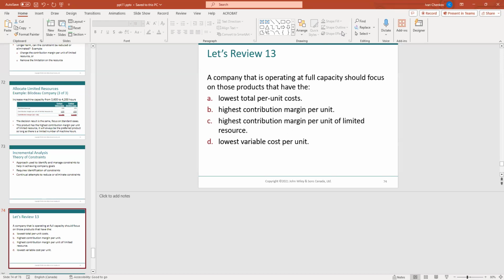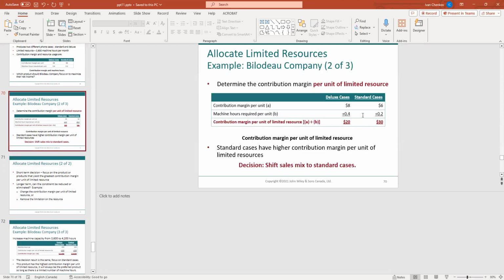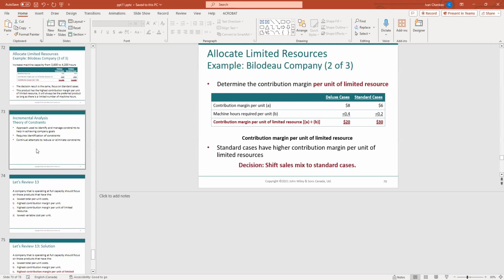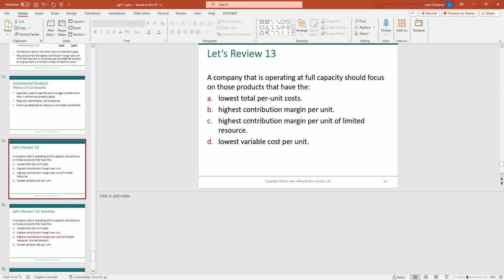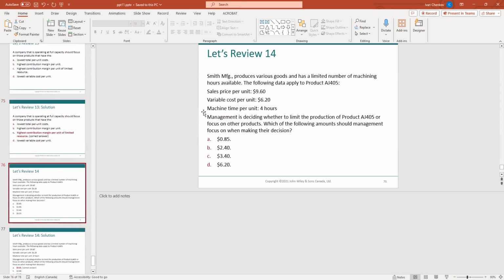Highest contribution margin per unit of limited resource. Which one here is the highest contribution margin? Deluxe or the standard? The answer is C. The highest contribution margin per limited resource. When we have a limited resource, we want the highest contribution margin per that limited resource. That's the right answer, right?